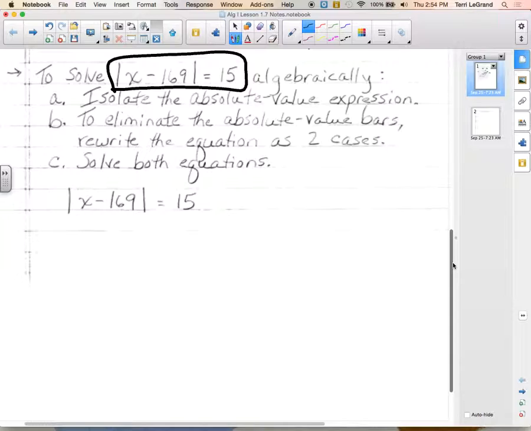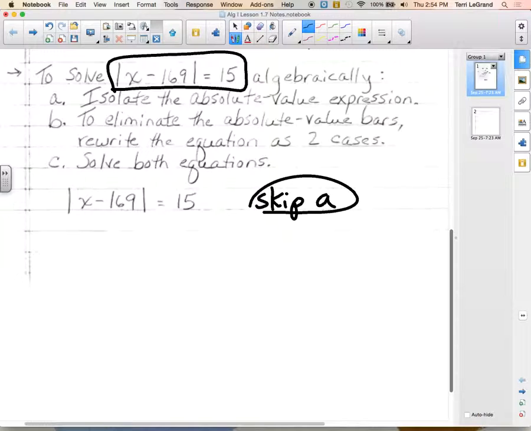We want to isolate the absolute value expression. I don't care what's inside of it, that's part of the absolute value expression. Is there anything going on outside of the absolute value expression on the left side of the equation? 15. No, we can skip step A. It is already by itself. It's not being multiplied by anything, it's not being divided by anything, there's nothing being added outside the absolute value bars, there's nothing being subtracted. It's already isolated. Okay? So we get to skip step A. We don't have to do it, it's already isolated, okay?